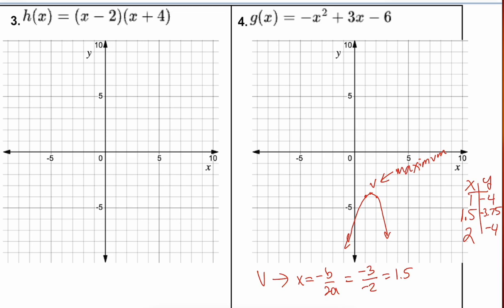That kind of helps us if we wanted the range of this function. The range of this function is from -infinity up to that height of -3.75. The domain of a parabola is always all real numbers.